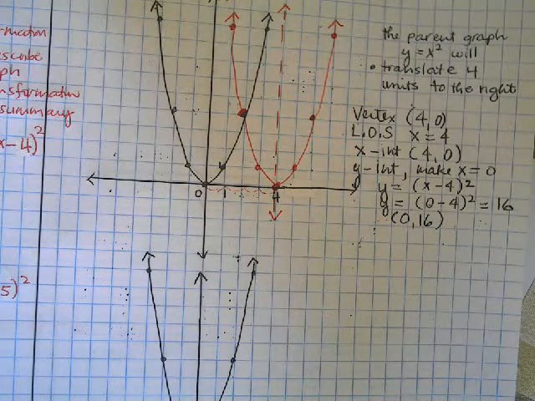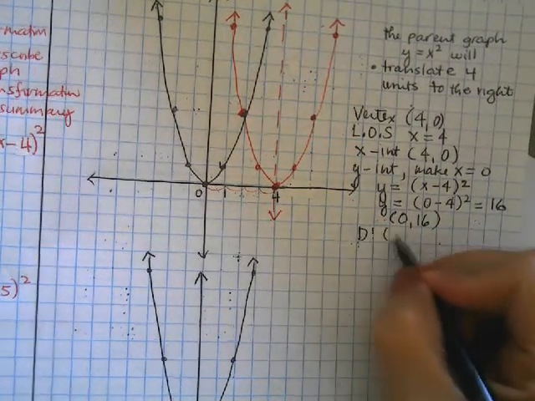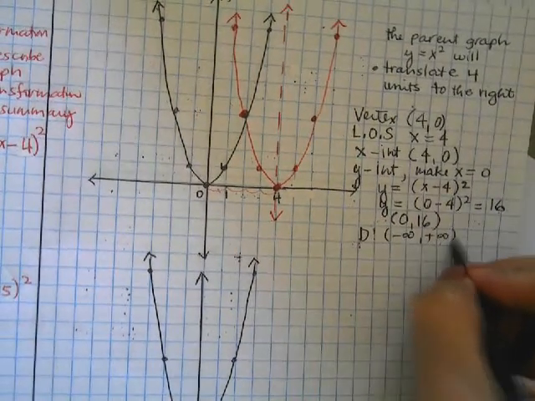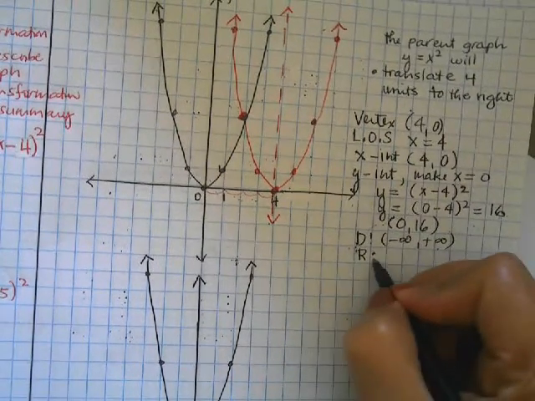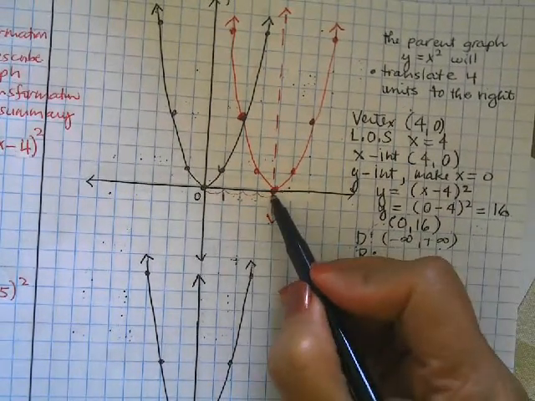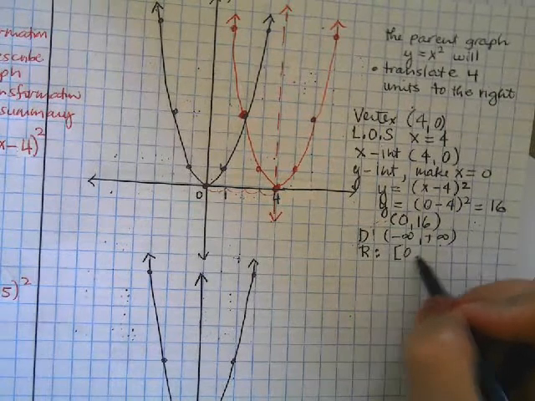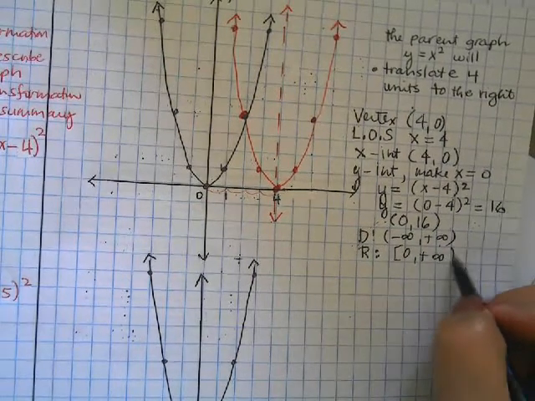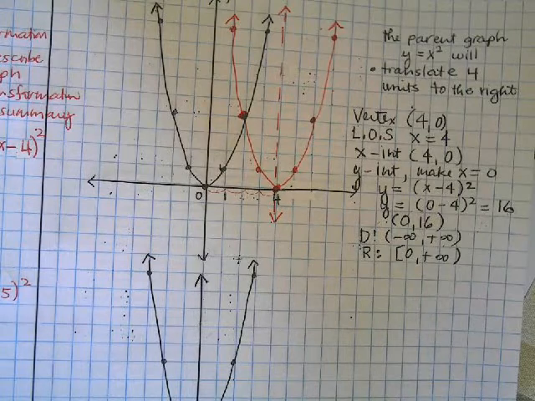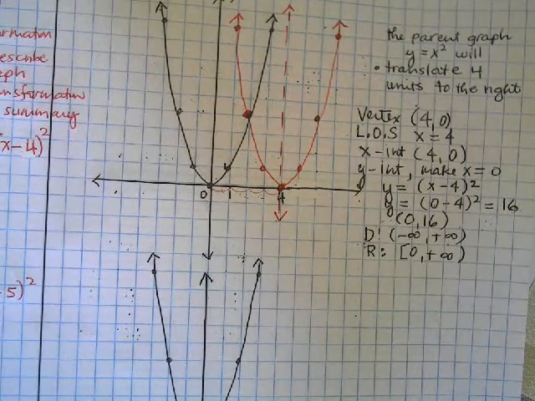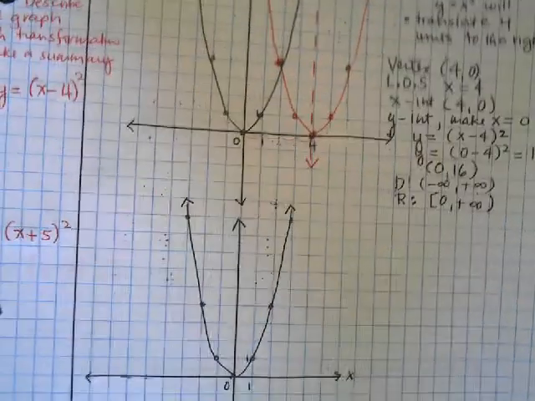And then domain is always all real numbers. Range will depend on your graph. In this case, it's 0 to positive infinity. Okay, so that is how you find your summary. Okay, let's go to the next.